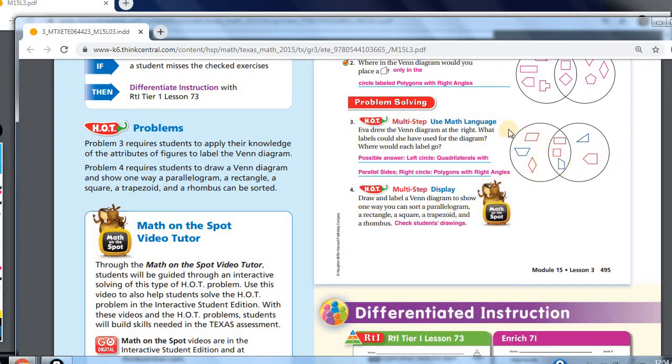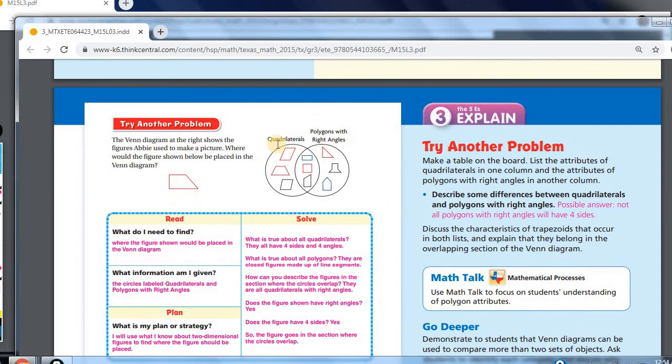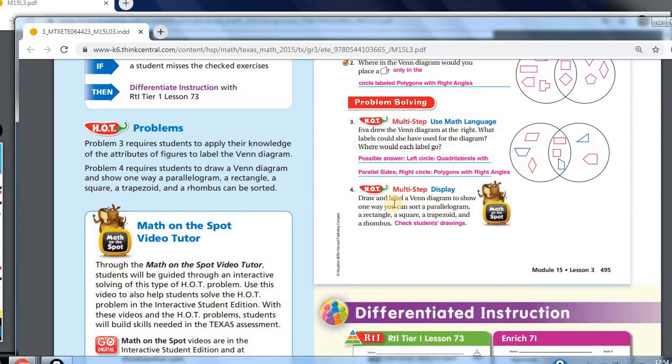But so long as you create them and you name them, and if you think of the example that we had earlier, this one, you can label them. This would be a possible way to do the last one. You can label it as quadrilaterals and polygons with right angles, and you'd be able to make the Venn diagram as so. So have fun with this, and again, practice.